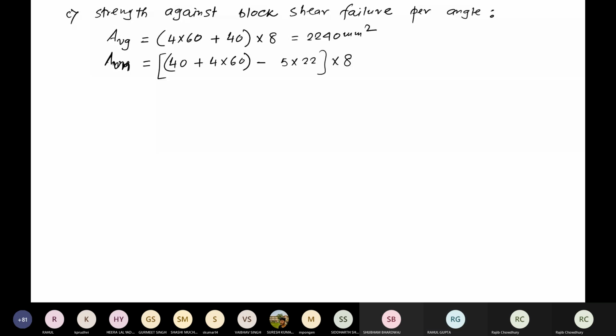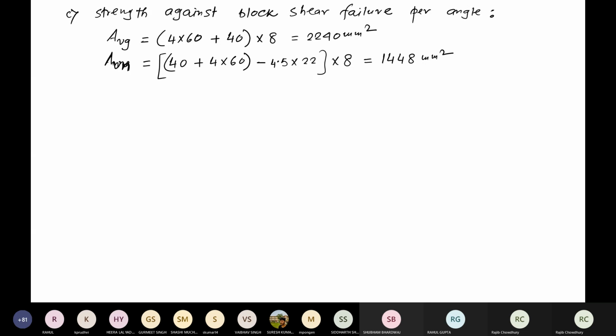Is there any observation from other people? Is it 5? Should it be 4.5? It should be 4.5 because we are basically taking from the centroid of the bolt. Okay, so this becomes 1440.48 mm square.